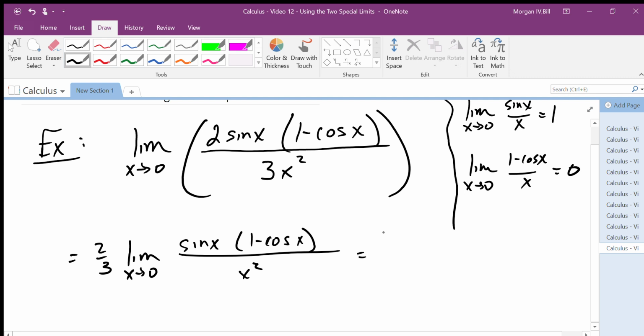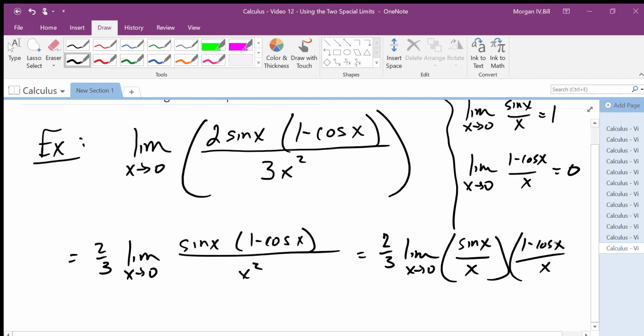I'd like to write this as 2/3 times the limit as x goes to 0, sine of x over x times 1 minus the cosine of x over x. Right, so x squared, writing that as x times x, and then just using each one of those x's in the denominator. Because I'm multiplying those two fractions, I could multiply straight across, numerator times numerator, denominator times denominator, and get x times x is x squared.